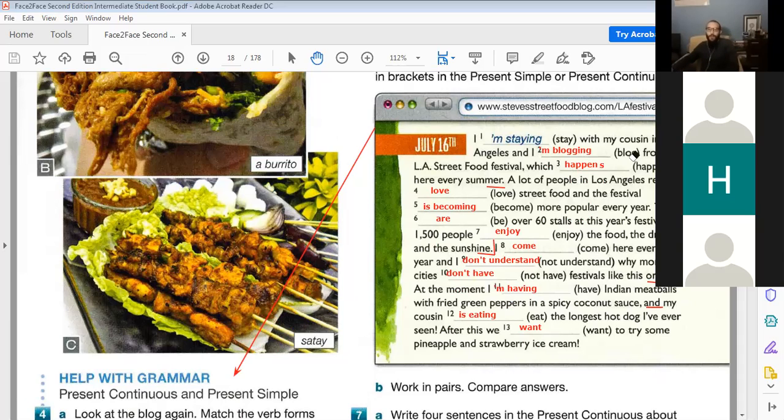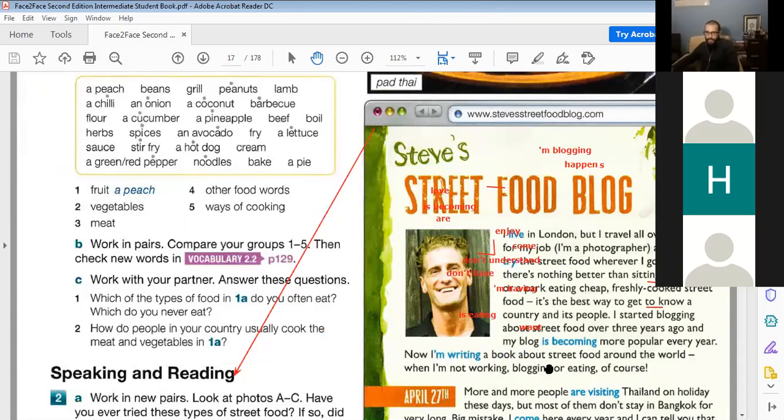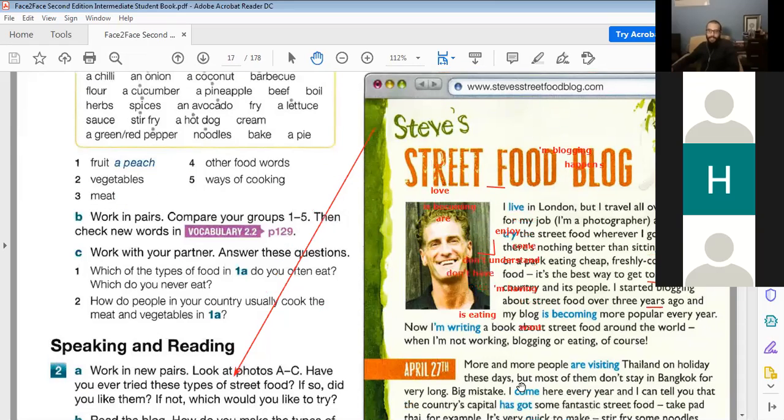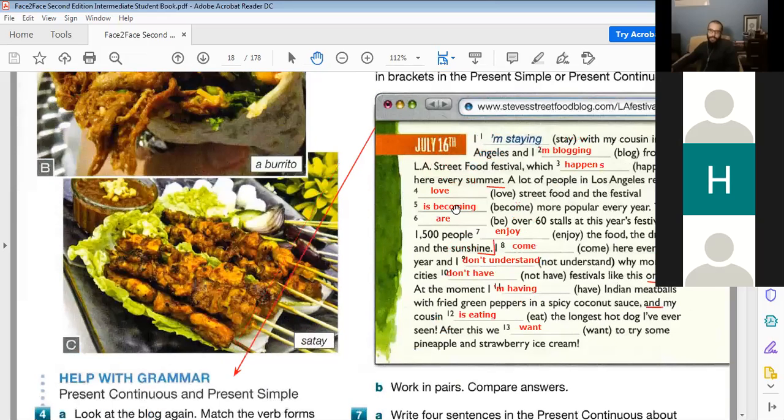Okay, very good question. Why? Do you know why? Because here this is showing change. This is exactly like the example when we said my blog is becoming more popular every year. It's the same as more people are visiting Thailand on holiday these days. Do you get the idea? It's a change over time. So Sana is actually right in this one. That's why we need the present continuous in this example.